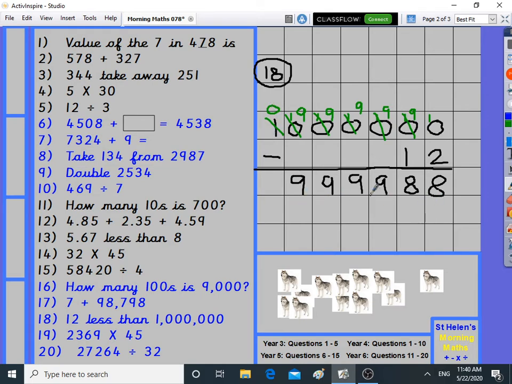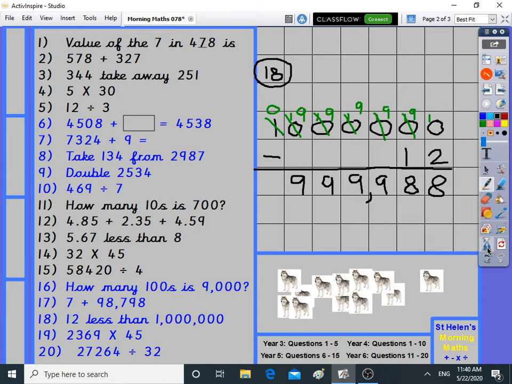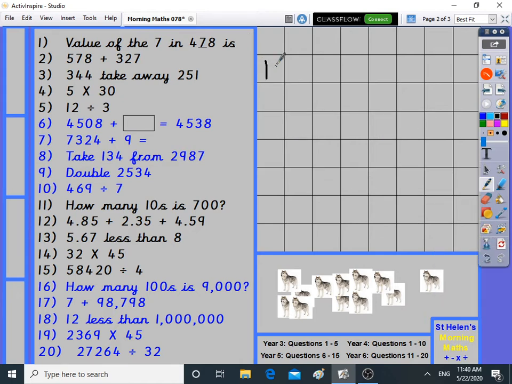So 999,988. If you added on 12, you'd get back to a million. So I think that's right, 999,988. I'm sure that's right. And we're on to question 19. Long multiplication for year 6.